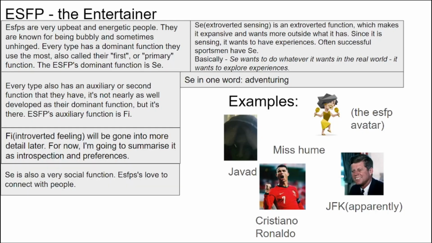What Fi is like is the internal values someone has, which is what you will find on every site. They all just say values. It's not a very good summary, but it is a summary. Fi tries to understand the person. Fi is like trying to understand yourself, if that makes sense. So it can be like a sense of identity in people. Se is also a very social function. ESFPs love to connect with people.